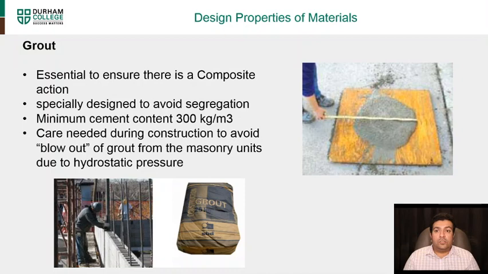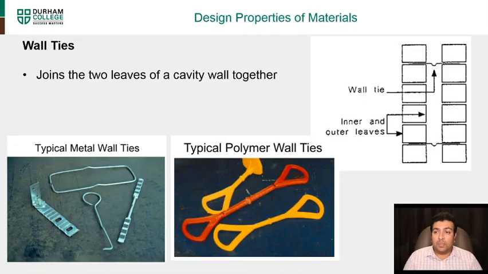Because it has such a high slump, there will be minor segregation. Minimum cement content is around 300 kilograms per cubic meter, and care is needed during construction to avoid blowouts because it is heavy. You have to make sure the blocks are supported properly, otherwise you'll have a blowout at the bottom and all the grout will come out because of the hydrostatic pressure. So we have to be very careful when using grout, and make sure the concrete blocks are supported properly at the bottom.